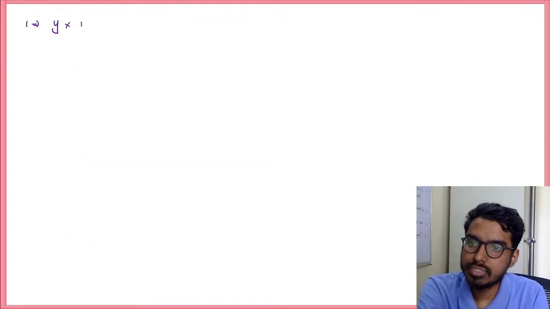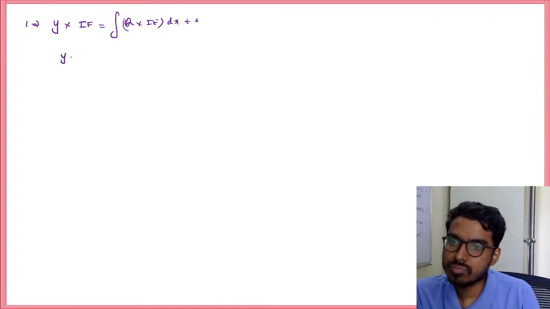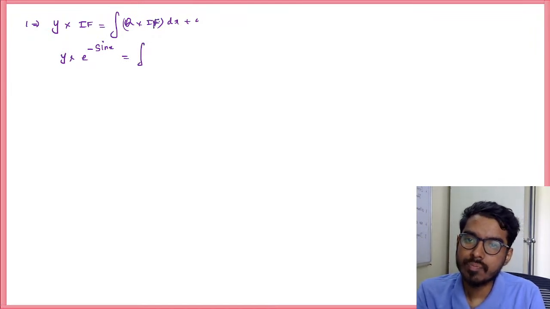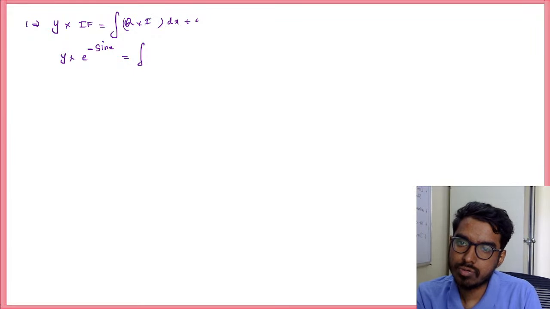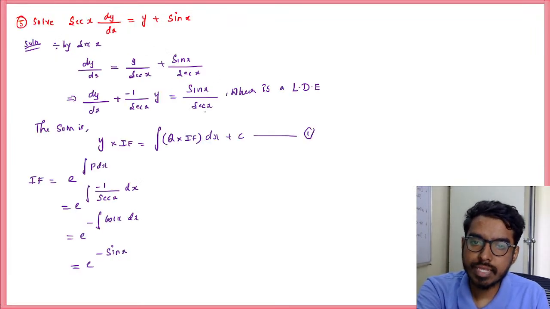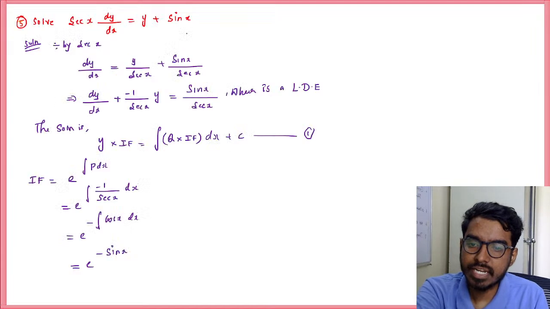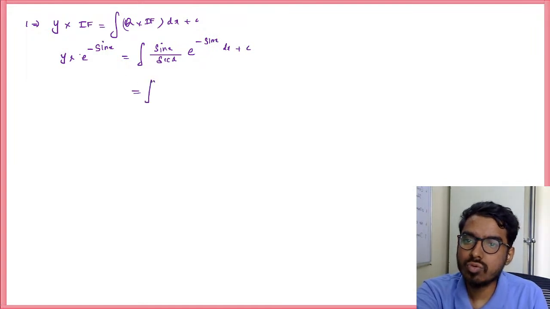From 1 we know the solution is y into integrating factor is equal to integration of q into integrating factor dx plus c. So y into e power minus sin x is equal to integration of q into integrating factor. What is q? q is sin x by secant x, and the integrating factor is e power minus sin x, dx plus c. The left side remains as it is; the only thing is you need to perform this integration.